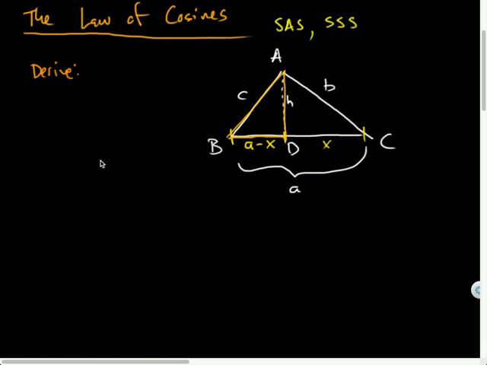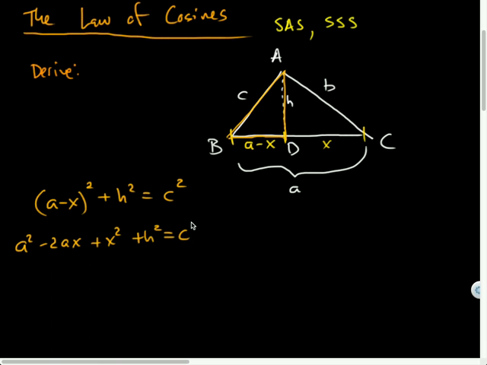So let's use the Pythagorean theorem on this left triangle. We'd have (a minus x) squared plus h squared equals c squared, right? And does anyone know how to expand (a minus x) all squared? It would be a squared minus 2ax plus x squared, plus h squared equals c squared.